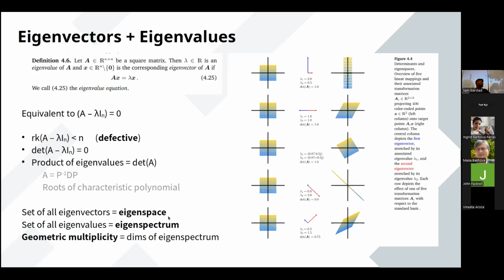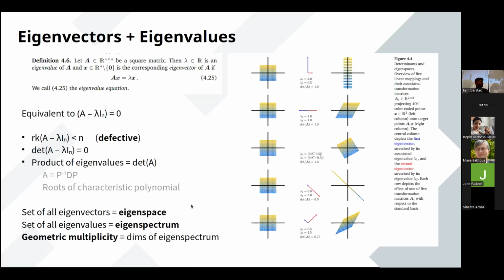And then the set of all eigenvalues is the eigenspectrum. And then the dimension of the eigenspace is the geometric multiplicity. And I'm going to get into why that is important when we talk about diagonalization. But it's important otherwise, too. Basically, comparing the dimensions of the eigenspace, I'm sorry, I said eigenspectrum, that's supposed to be eigenspace. Comparing the dimension of the eigenspace to the rank of the matrix is important.